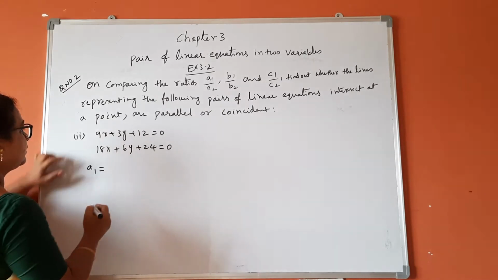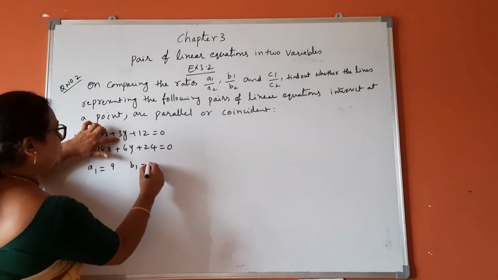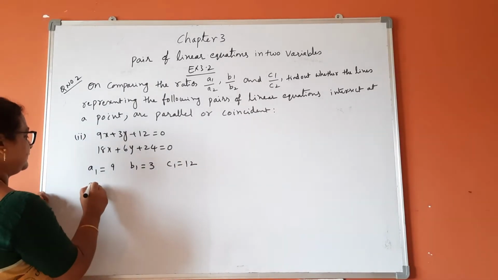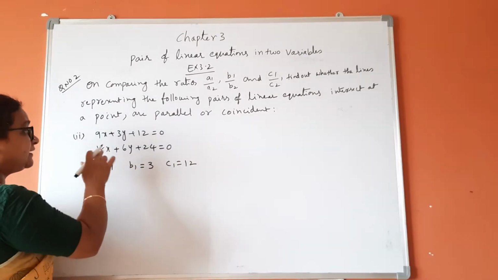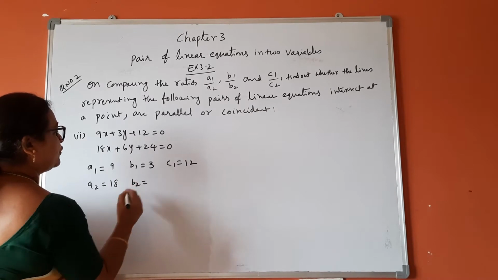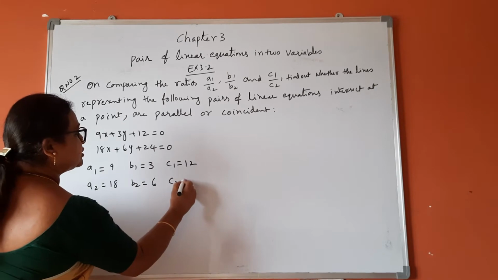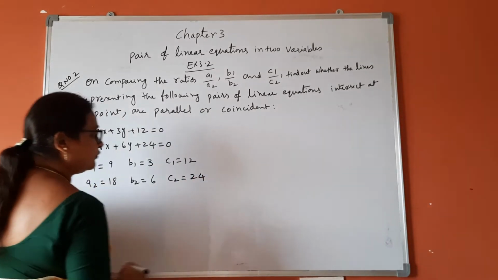A1 is equal to 9, B1 is equal to 3, C1 is equal to 12. A2, the coefficient of x in the second linear equation, is 18. B2, the coefficient of y in the second linear equation, is 6. C2, the constant term, is 24.